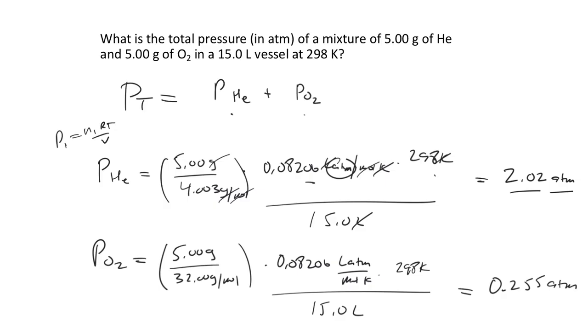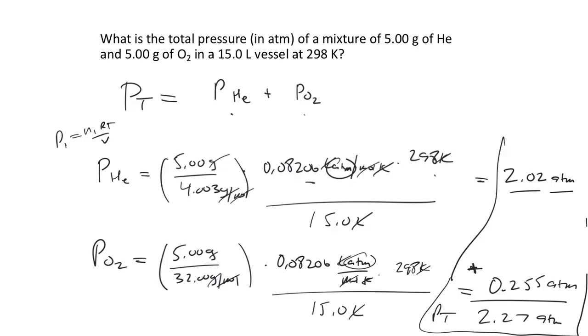So I get 0.255 ATM, and again, the same cancellation as above. So everything's canceling except for the ATM. And then all I need to do is sum these two up to get my total pressure. So my total pressure here would be 2.02 added to that pressure. So that's 2.27. So I'm just adding the two partial pressures up to get the total pressure.